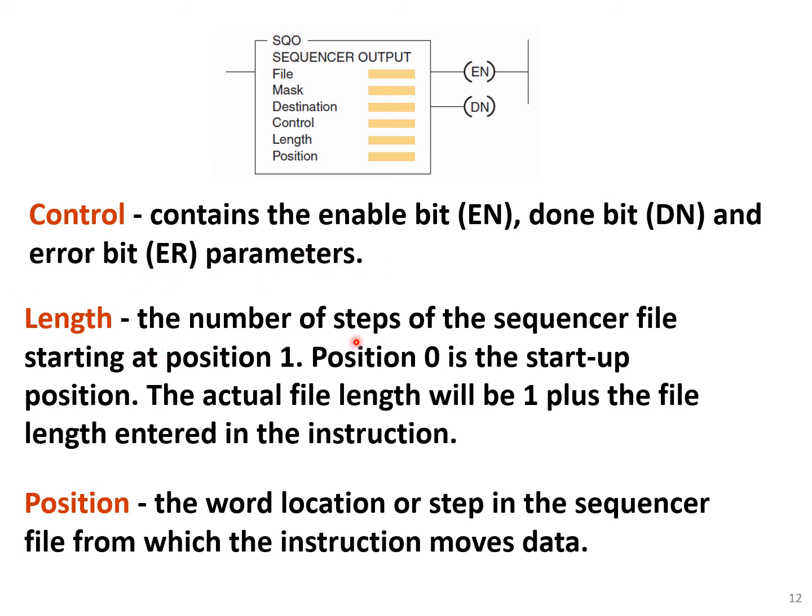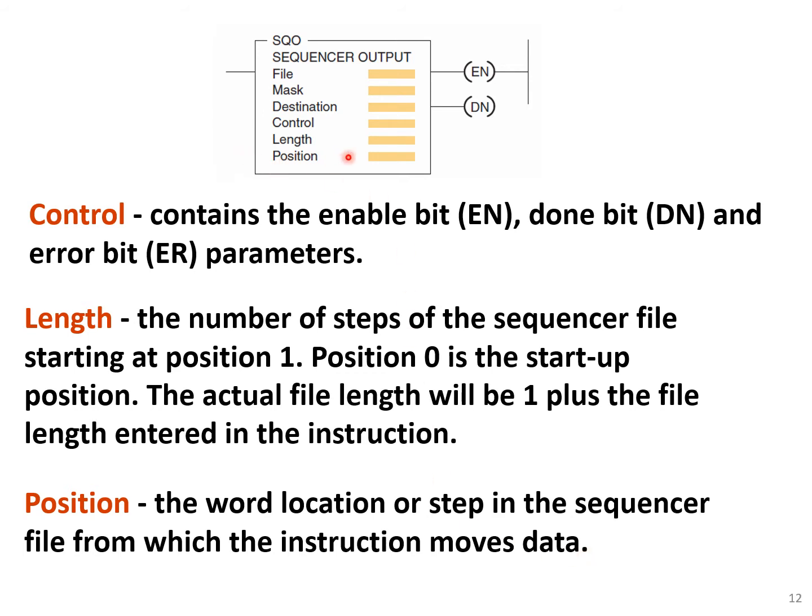Length is the number of steps of the sequencer file starting at position 1. Position 0 is the startup position. The actual file length will be 1 plus the length entered in the instruction. So how many positions do we have? When you have 4 positions, then the length will be 4. And position is the word location or step in the sequencer file from which the instruction moves data.